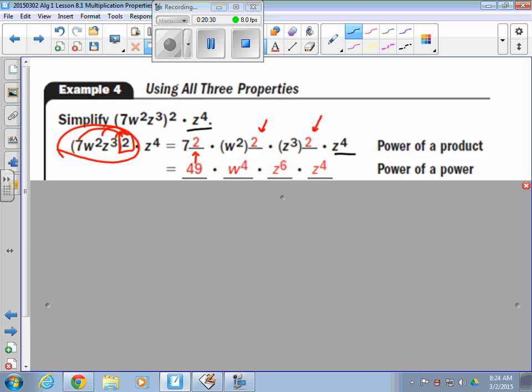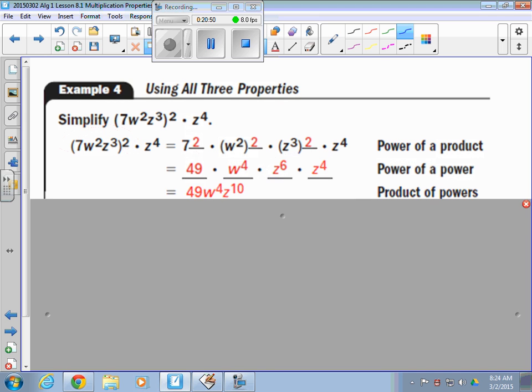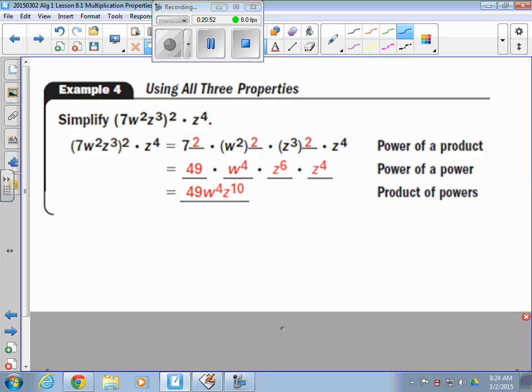Now the next step is multiplying the same bases. Now you have z to the sixth and z to the fourth. Those are the same bases, z and z. So now, and this is the only part that gets confusing with this, you're not raising a power to a power, so instead of multiplying 6 times 4, you're adding 6 plus 4 to get z to the 10th right there. So 49, w to the fourth, z to the 10th.